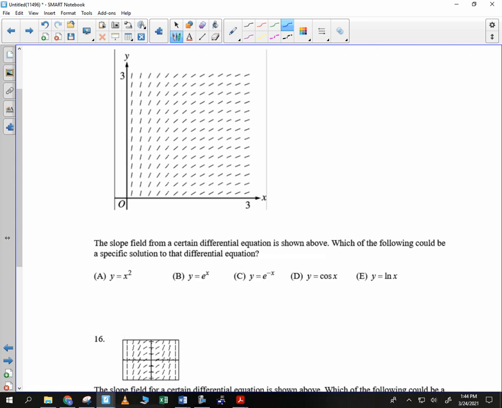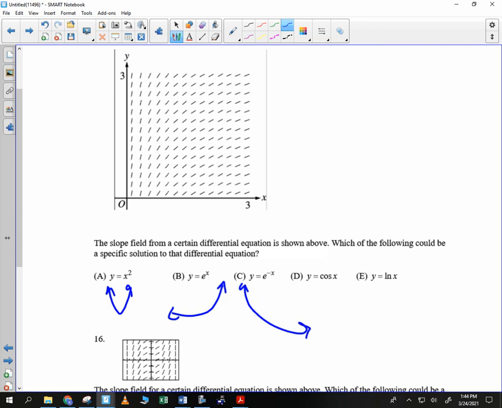You may be asked to identify which curve would fit through a slope field. So what does x squared look like? Show me with your fingers, your hands. Good. So we have that. E to the x, do you remember what the exponential function looks like? Excellent. E to the negative x, what if we make the x negative? That creates a horizontal flip, so it's going to go like that.